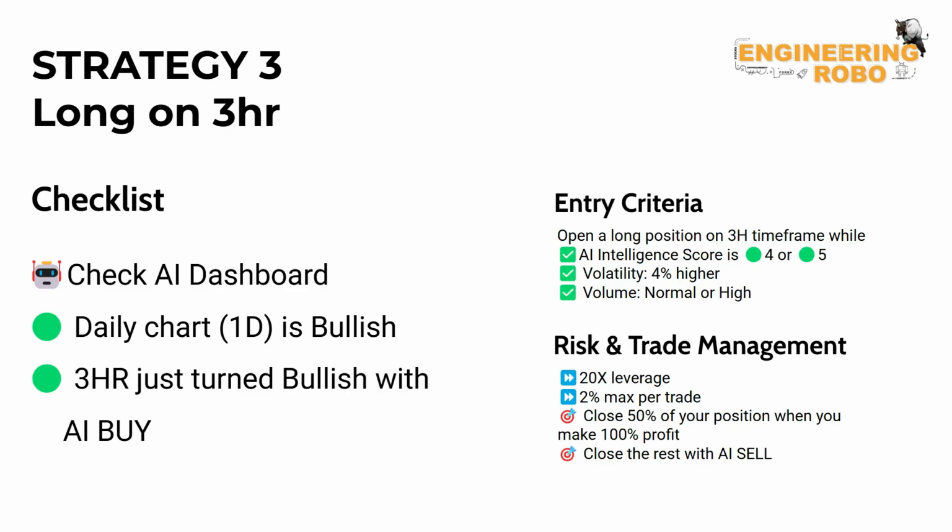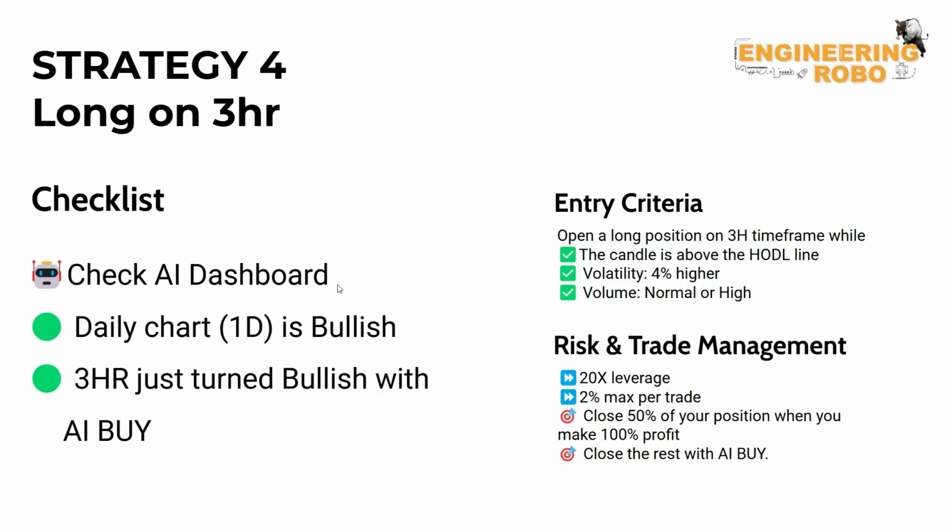We want to be banking in those profits and we do want to keep half of that position open as long as the AI sell signal is not presented. The indicator keeps you in trades for longer and keeps you out of bad trades as well. Let's move on to strategy 4, very similar to strategy 2.